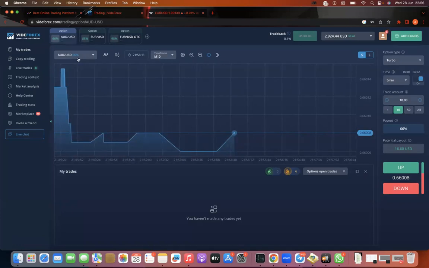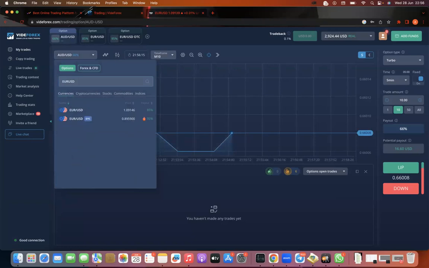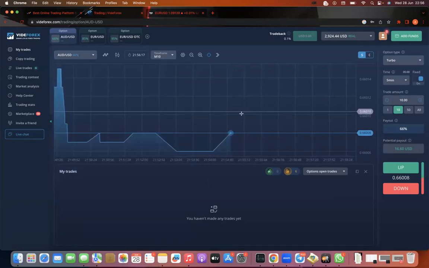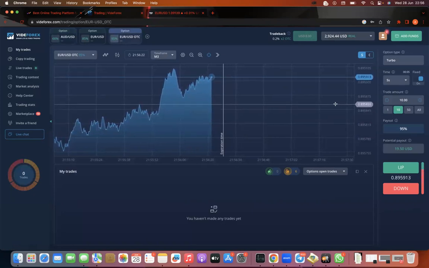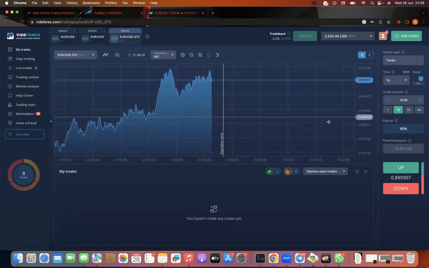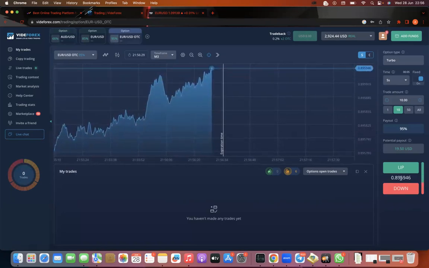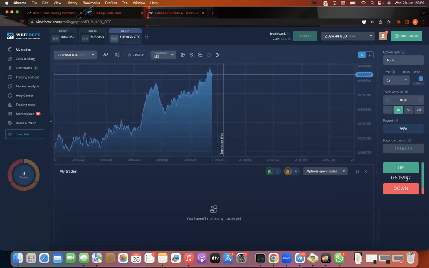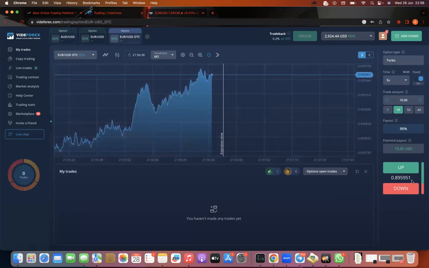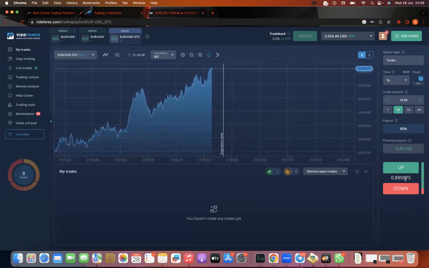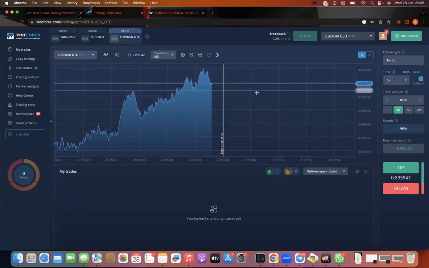Let me change this into an OTC here. Euro USD OTC, so you can see it's constantly moving. The reason why that was stagnant was that around this point in time, the market is extremely slow. So you can see it here now. It's constantly moving up and down. Do you understand? So if I click on the trade right now, my price is going to be 0.89596. Let me just draw a line first.